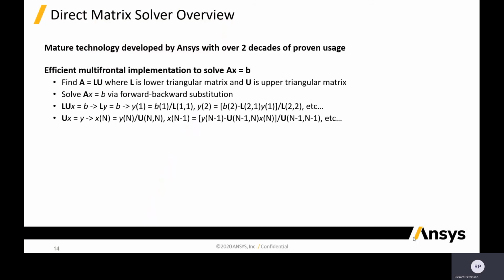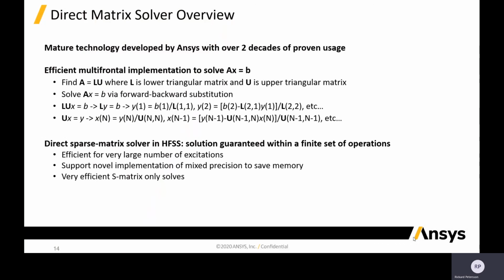And in that case, you start backwards because of the property of U. So you solve for the last entry of X, shown here, and then you go to the next to last entry, as shown here, and so on. So that's the backward substitution part. So that's general for any direct matrix solver like this. So the key is to compute the L and U efficiently and robustly.